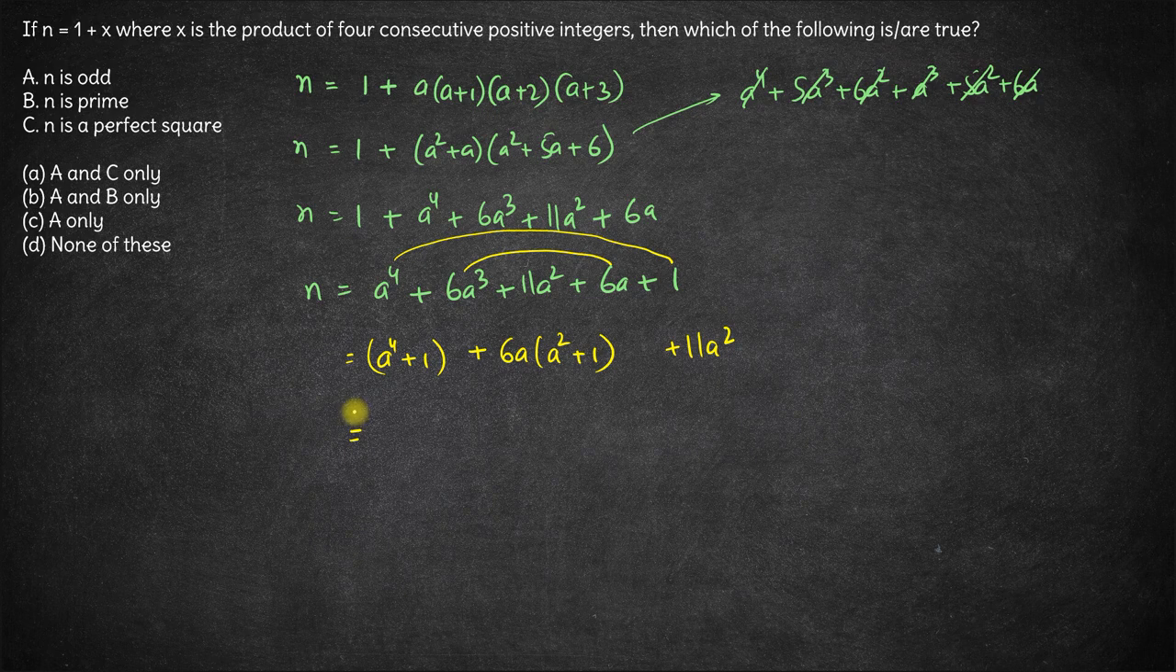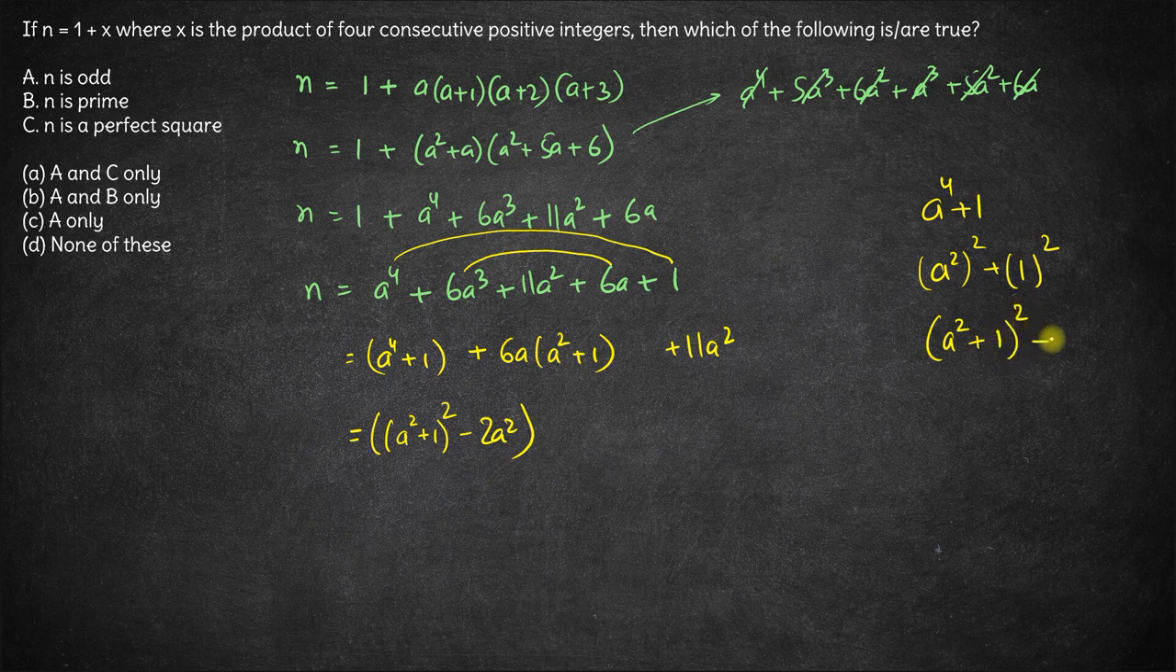Now here, if you are good with equation solving, you might see that you have 6a into a square plus 1. Can you generate an a square plus 1 over here? Yes, you can. You can write this as a square plus 1 whole square minus 2a square. Since a to the power 4 plus 1 is effectively a square whole square plus 1 square, this is sort of x square plus y square, and x square plus y square is x plus y whole square minus twice of x into y. So a to the power 4 plus 1 is a square plus 1 whole square minus 2a square, plus 6a into a square plus 1, plus 11a square.